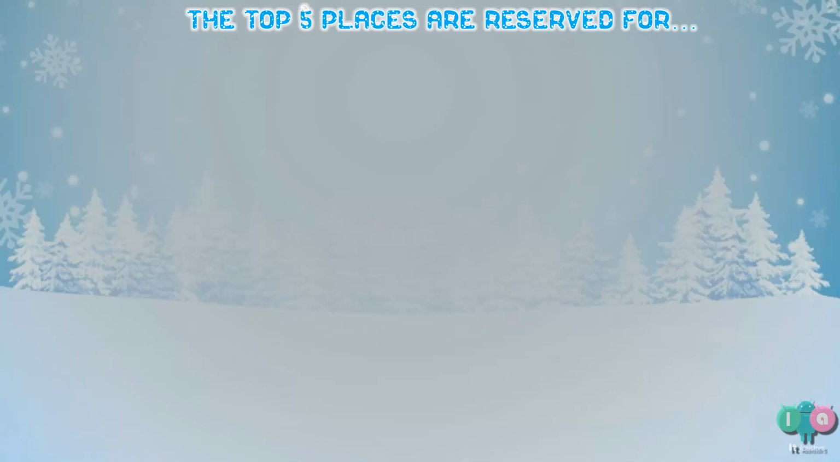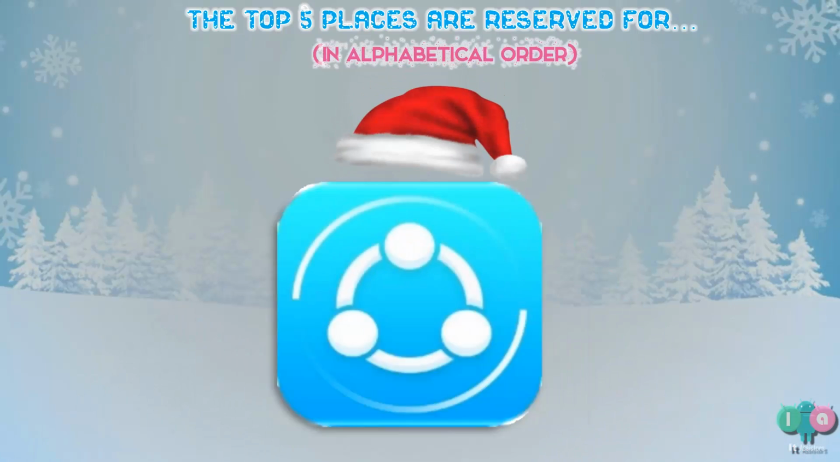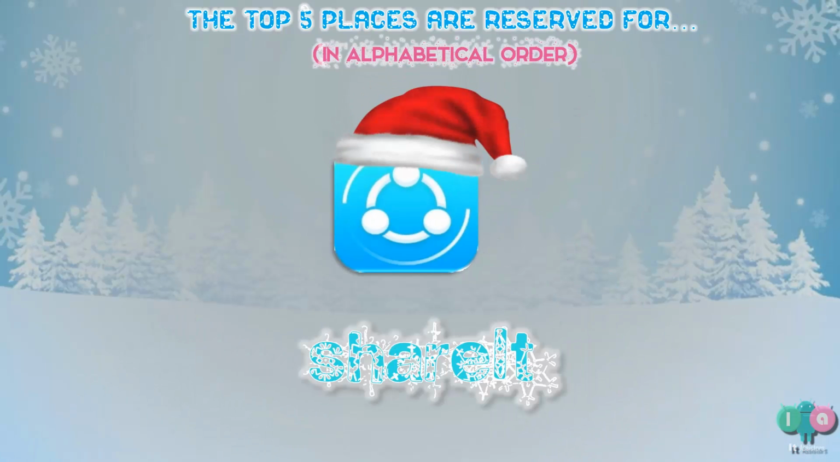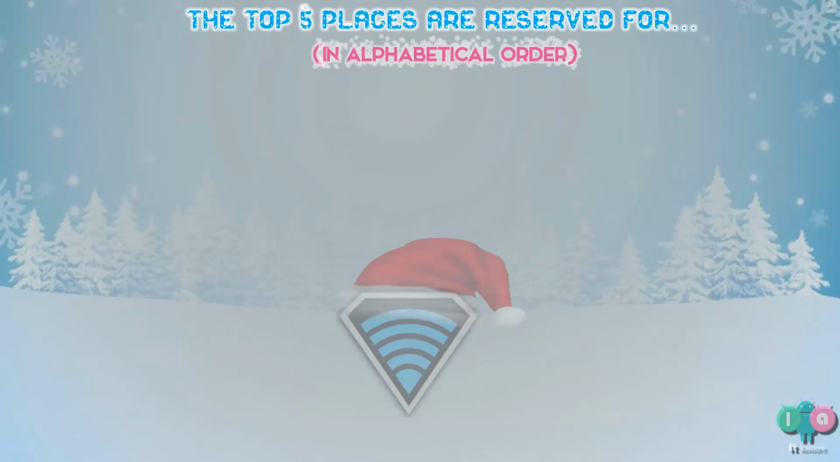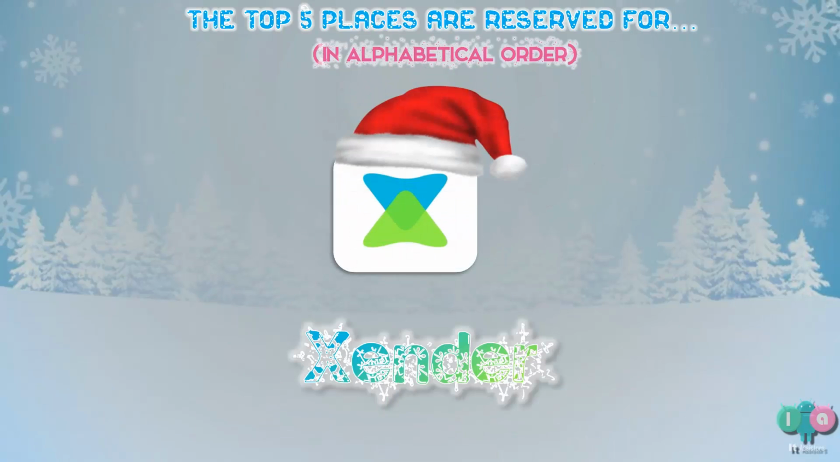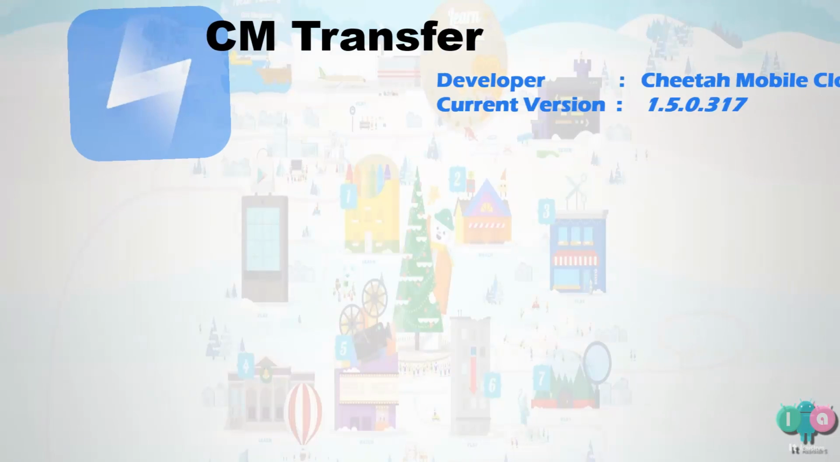Well, I will not say which app comes at which place at first because everyone needs an element of surprise. So first I'm arranging the apps in alphabetical order. First comes CM Transfer. Next to CM Transfer in my alphabetical order comes SHAREit, and next to SHAREit comes SuperBeam, then Xender, and next to Xender comes Zapya. Wait, no, it's not Zapya, it's Zapya, because there is no A after P. Okay, these are the 5 apps in my list.